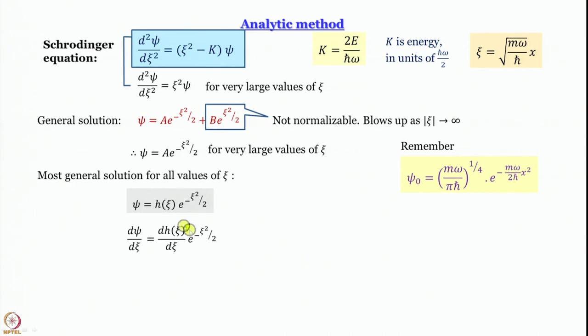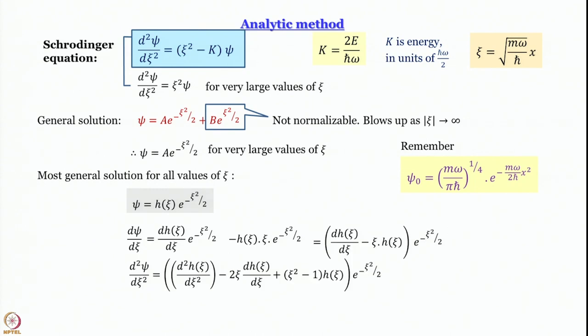What will the second term be? H, which is a function of xi, will remain intact, and it will be multiplied by the derivative of e to the power minus xi square by 2, which will be minus xi multiplied by e to the power minus xi square by 2. So this is what you will get, minus h of xi multiplied by xi e to the power minus xi square by 2. These are the two terms that we have got for d psi d xi.